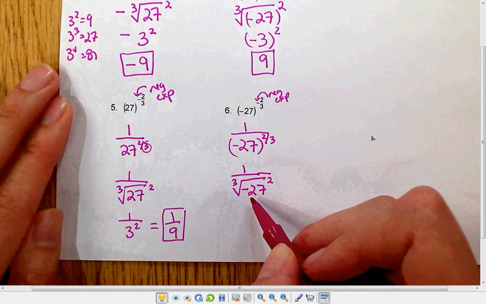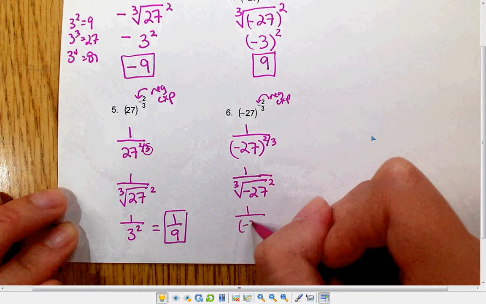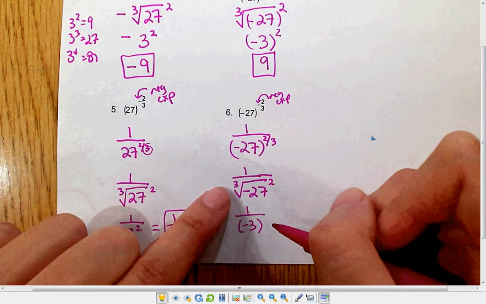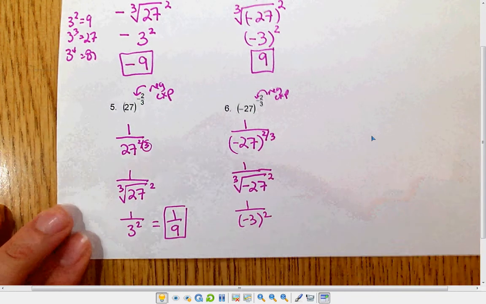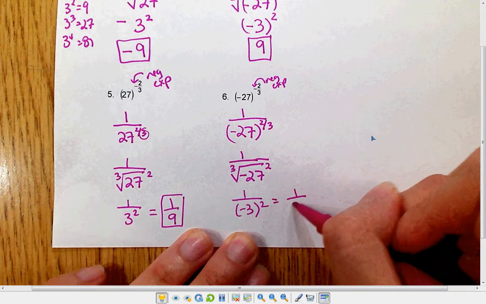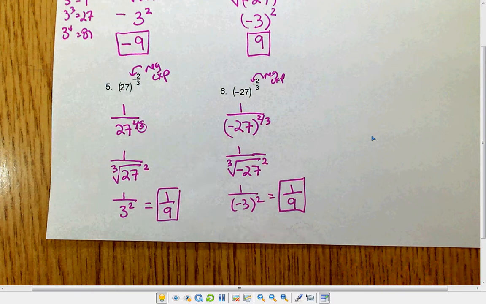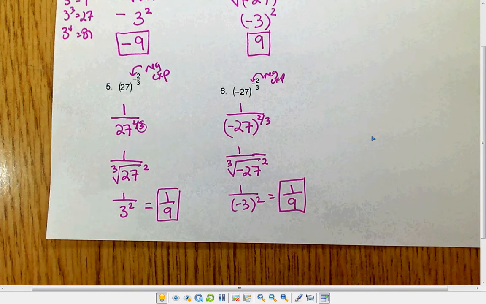Cube root of negative 27, what cube gives you negative 27? It's going to be negative 3. It keeps the negative because of the odd root. And now we're going to be squaring negative 3, which is going to give me 1 over, again, positive 9. So these two are actually both positive, since when we square it, it becomes positive.